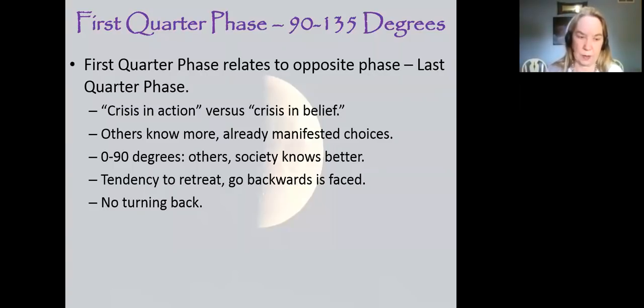I don't feel that I have to explain so much with first quarter phase. Let's do it with example, okay? Because people know squares, they know oppositions. And so first quarter is about acting. It's about getting it out there. I want to manifest it. I want to see it be real in my life and in my world.